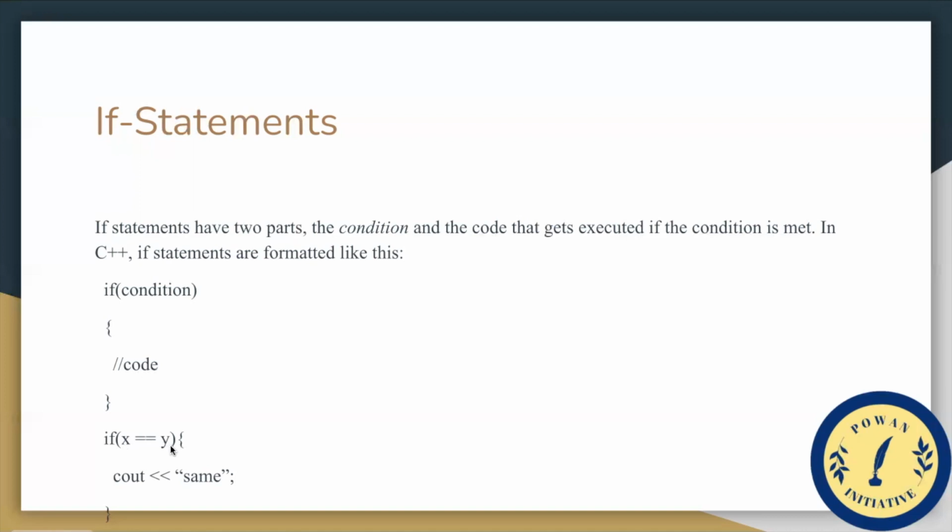So if our two ints, or whatever these variables were instantiated as, if these two values are equal to each other, then we would just print out same. That's it. That's basically a general overview of if statements. We'll get more into it in the next slide.